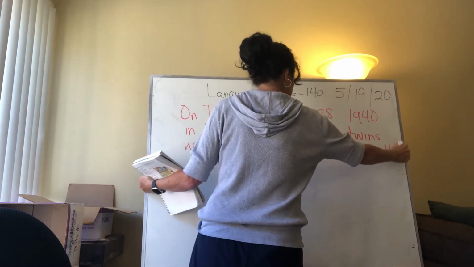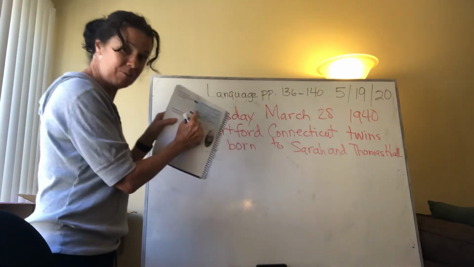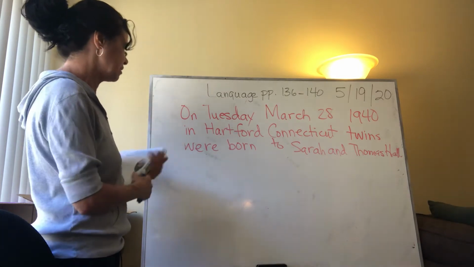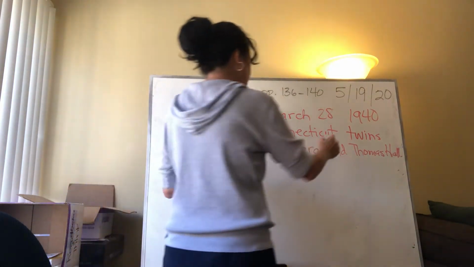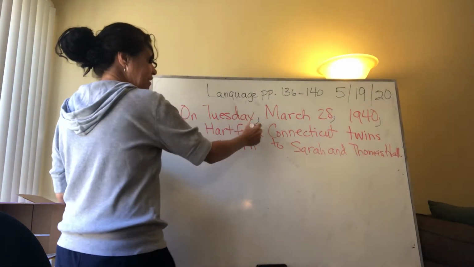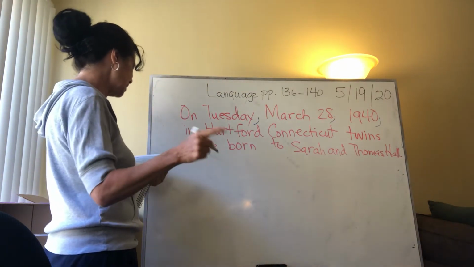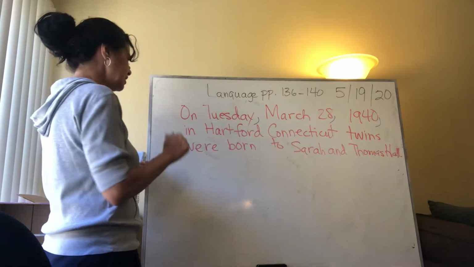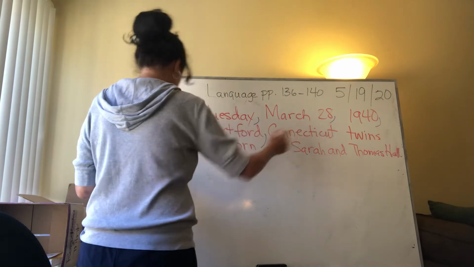Okay? So this is the example right here in your book. Our comma rule says, use commas to separate items in dates and addresses. So this is the date, so I put a comma on Tuesday, comma, March 28, comma, 1940, comma. So I've separated the day, the date, and the year. Okay, remember, use commas to separate items in dates and addresses. Tuesday is an item, March is an item, 1940 is an item. And then in Hartford, comma, Connecticut, I am separating the city and the state.